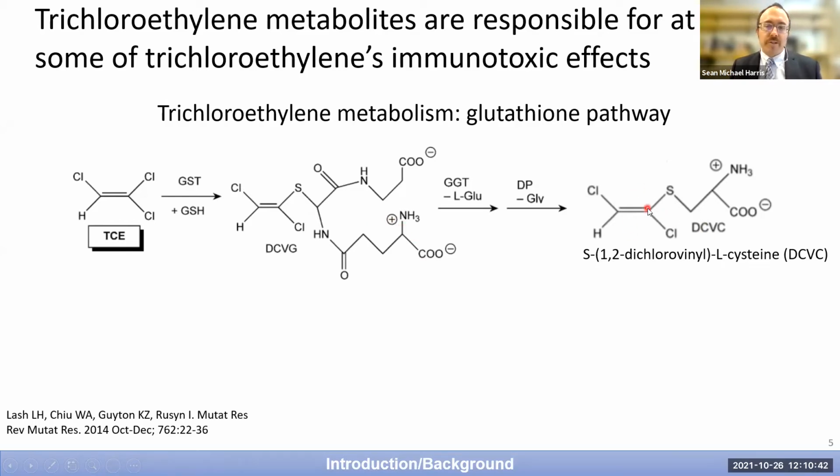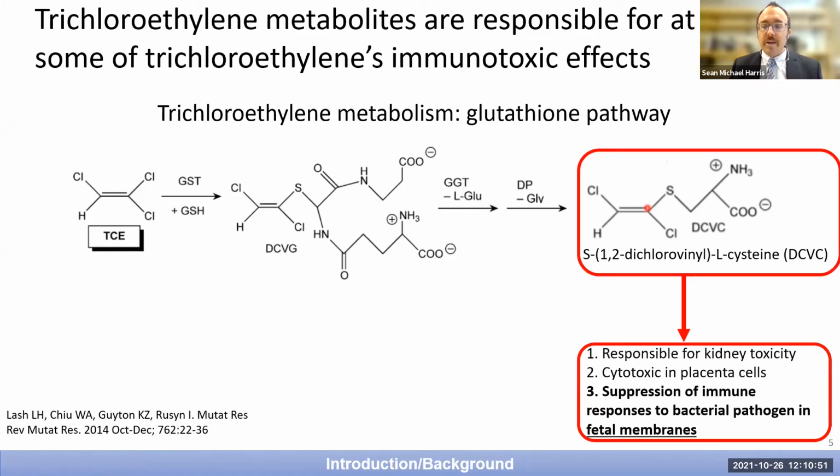called S-1,2-dichlorovinyl-L-cysteine, or DCVC, which is what I'll call it for the rest of this talk. So DCVC has been shown to be responsible for some of the kidney toxicity that we've seen with trichloroethylene exposure. In our lab, relevant to female reproductive health, we've seen cytotoxic effects and other effects in placental cells with this metabolite. And importantly, we've seen suppression of immune responses to bacterial pathogens in fetal membrane tissue.